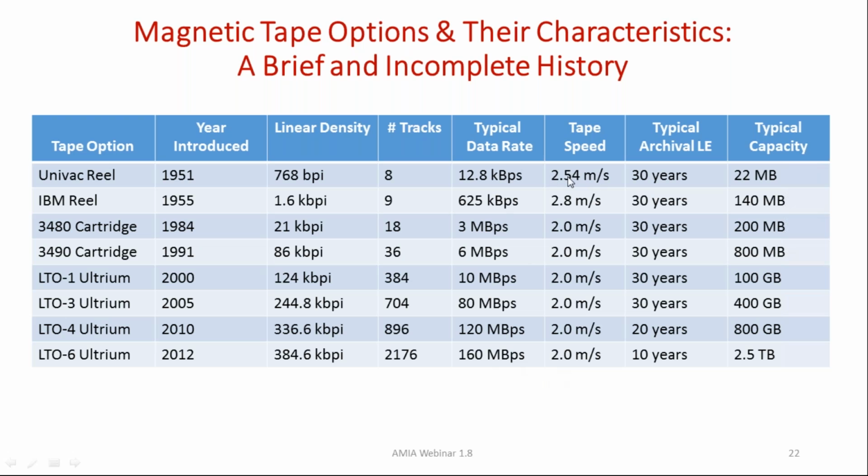Tape speed has been pretty constant, though. Way back in 1951 it was about 2.5 meters per second. That went up to 2.8 with IBM's version. But once they introduced the cartridges, that dropped to 2 meters per second, which isn't a huge drop, but that's where it is today. Nothing much faster that I'm aware of than 2 meters per second. And the increase in the data rate is coming from the fact they have more heads, more tracks, and more bits per inch.